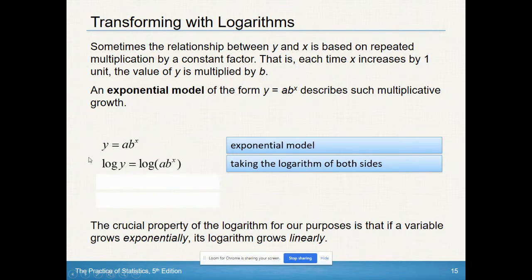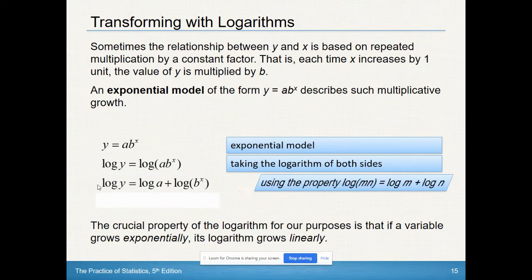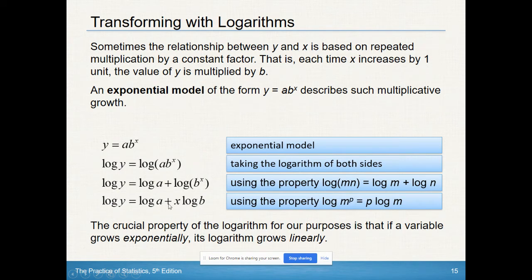Now, this is not something that you'll necessarily have to do. We're just showing you how this works. How does it come out to be a linear relationship here? Well, because of our properties of logarithms, we can break this product, a times b to the x, down as separate logarithms and add them, a sum of logs. So log a plus log b to the x. And because of our power property, x can come down in front of log b, and so we get log y equals log a plus x log b.